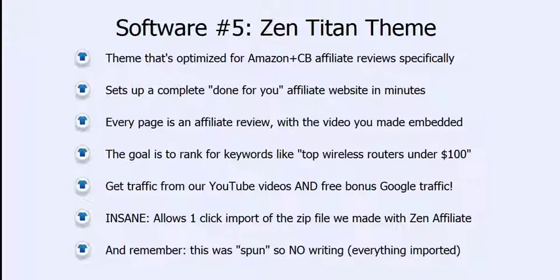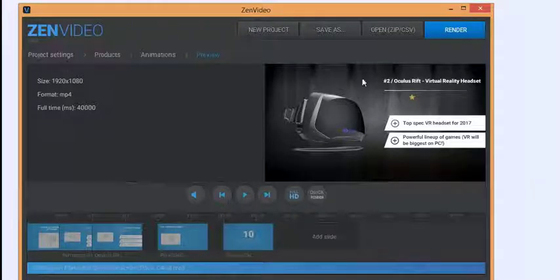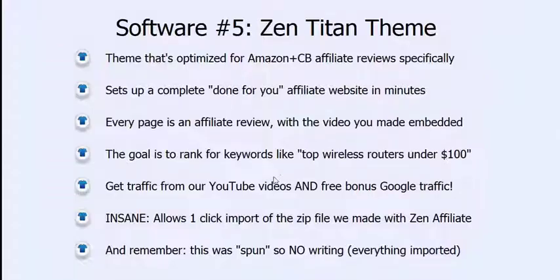So each page is going to rank for a keyword like top wireless routers under $100, top virtual reality headsets, best Dell 13-inch laptop cases, whatever the niche is. Each article is going to try and rank for that particular keyword. So the idea is that we can get traffic from our YouTube videos using the videos we created with Zen Video, and also with the Zen Titan theme get some free bonus traffic with Google as well. So this is really cool. We can rank on Google for our keyword and also rank on YouTube, see which one does best and get some free traffic however we're going to play it.